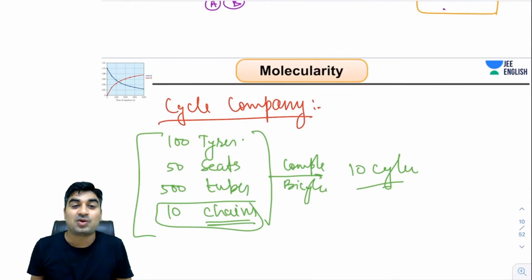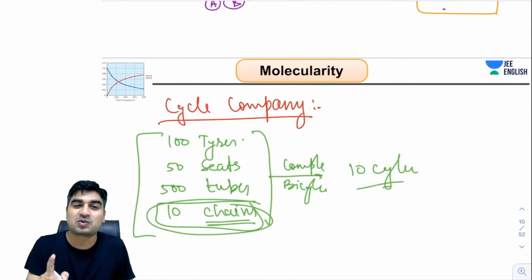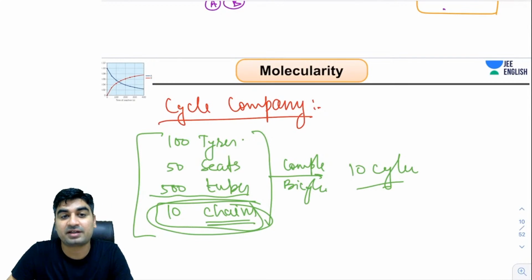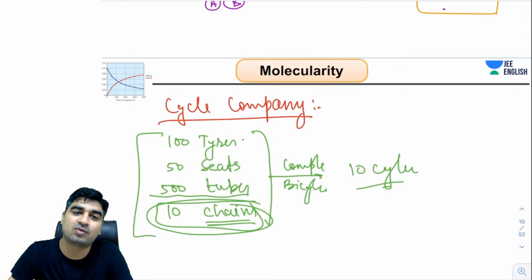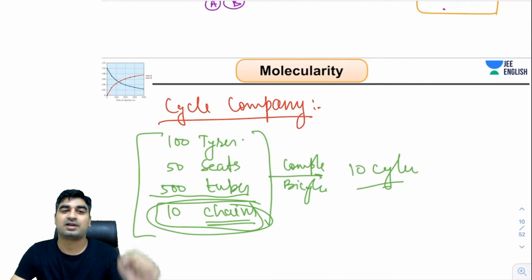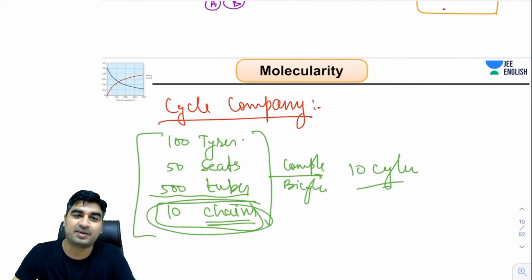So how many cycles will be formed actually depends upon the slowest step, not the fastest. Right? Similarly, at what rate a chemical reaction will occur, that rate will be equal to the rate of the slowest step. And the reaction cannot exceed the rate of the slowest step, and that step is called the rate determining step.